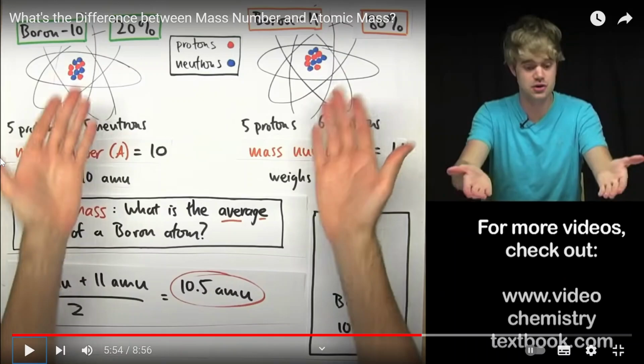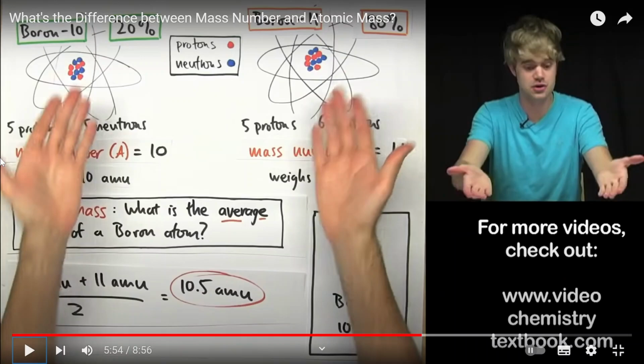Here's how we do it. We take the fact that there are 20% boron 10 atoms and that they weigh 10 AMU each, so 20% times 10 AMU. And then we add that to 80%, which is over here, times 11 AMU. And when we do that math, we have to convert the percentages into decimals.